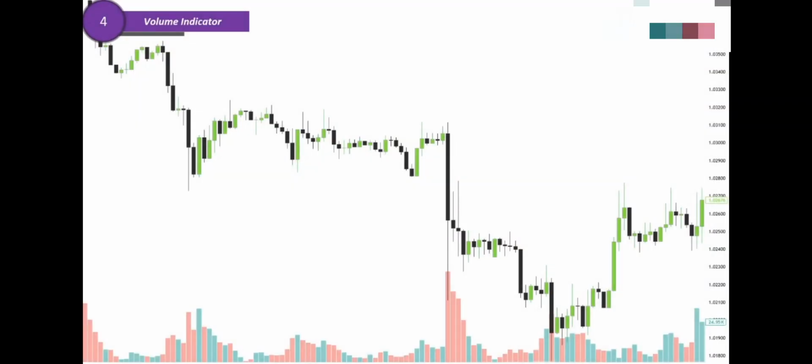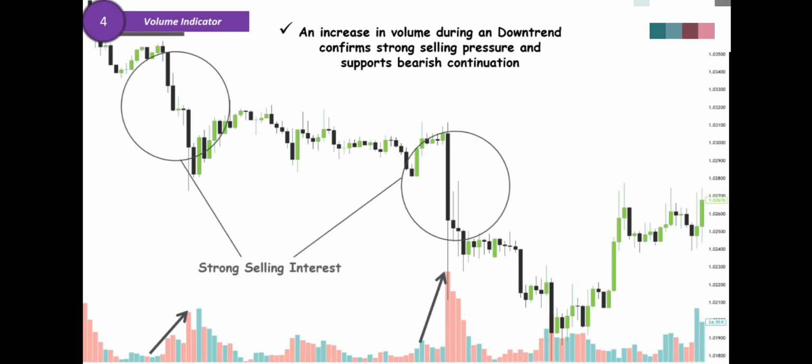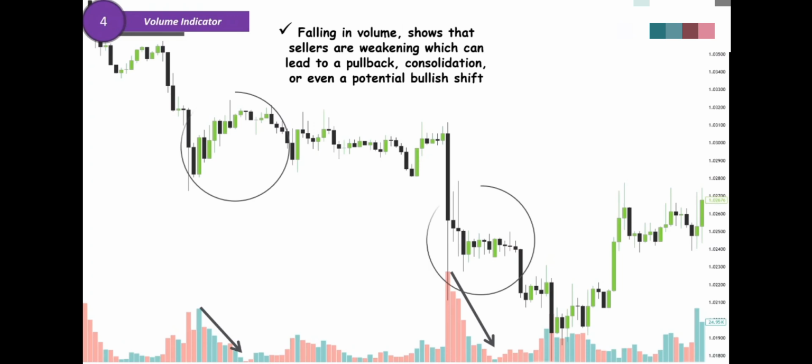The same idea applies in a downtrend. Rising volume during a downtrend confirms strong selling pressure and supports bearish continuation. But falling volume during a downtrend may show that sellers are weakening, which can lead to a pullback, consolidation, or even a potential bullish shift. So in simple terms, rising volume confirms the move. Falling volume warns that the move may be losing strength.